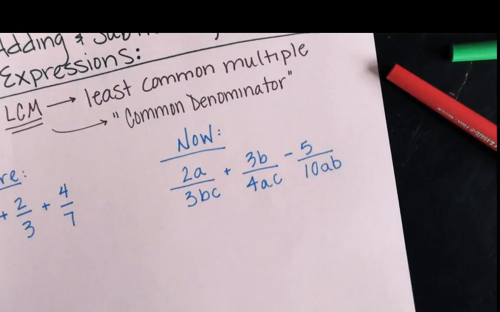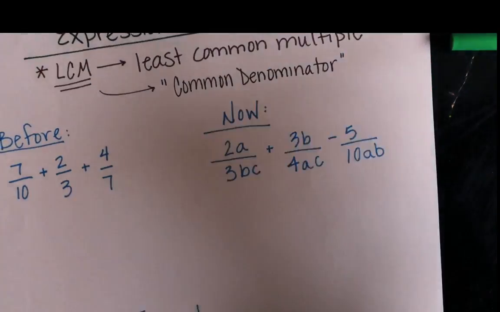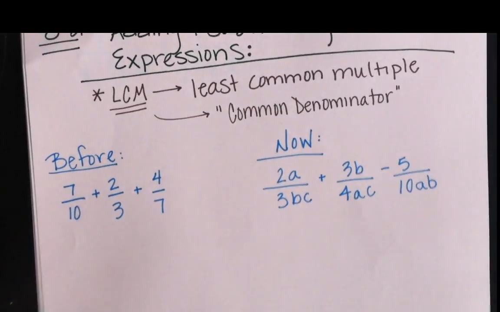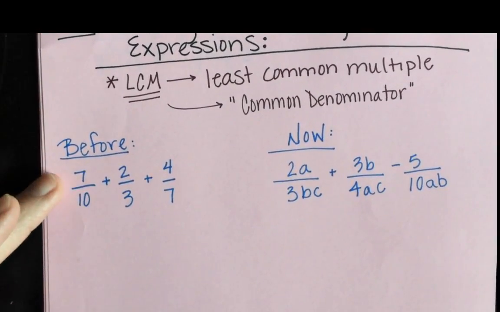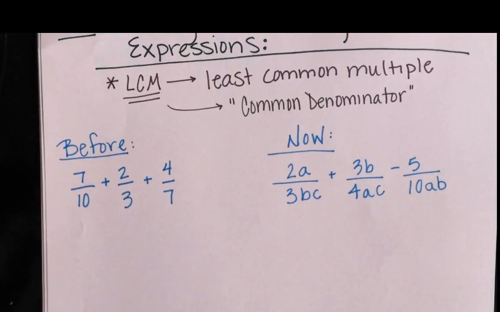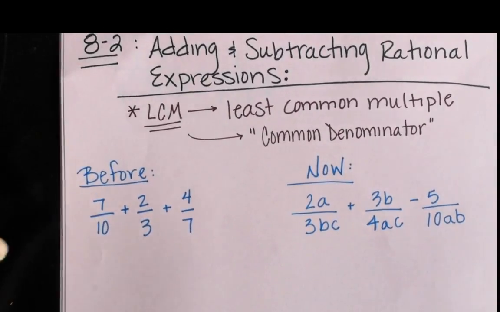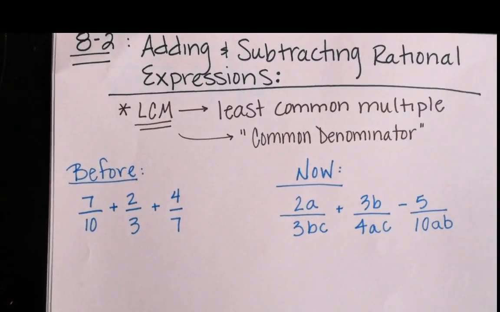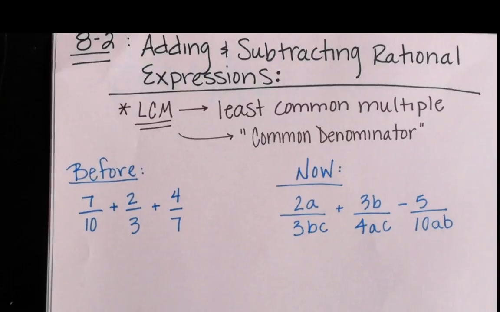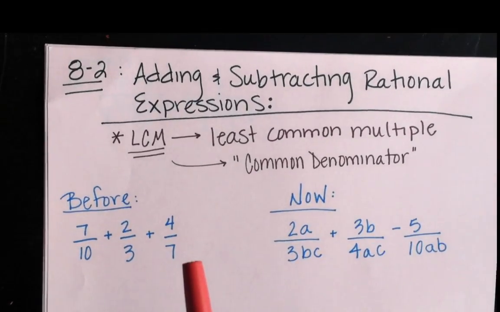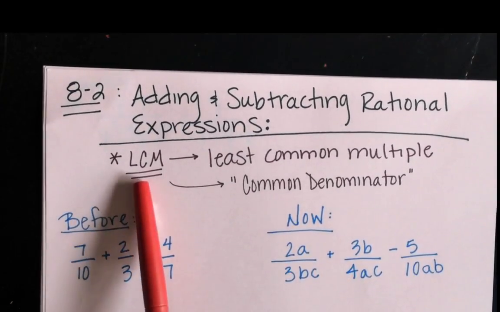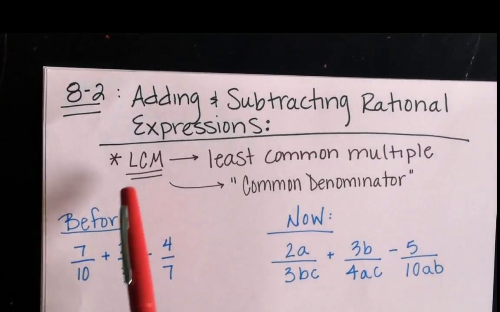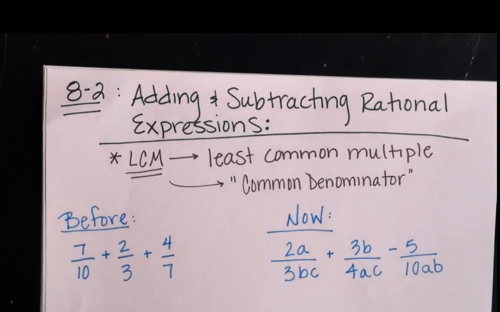So, one of the things, when we add and subtract, I want to make sure that we are remembering that our adding and subtracting is like what we used to do in elementary school, that we do have this least common multiple. And in our algebra classes, least common multiple meant what did the things multiply together.